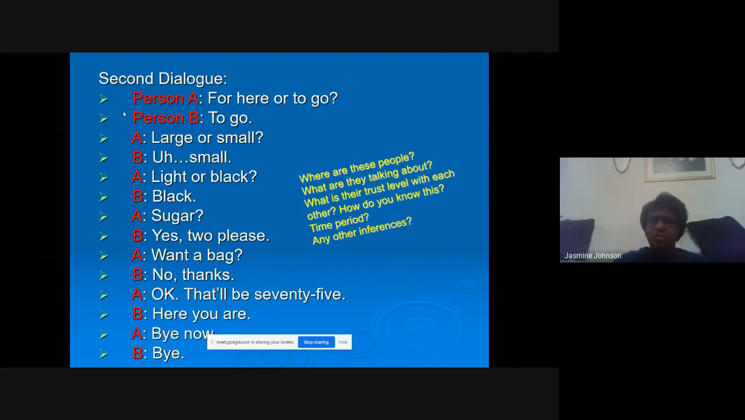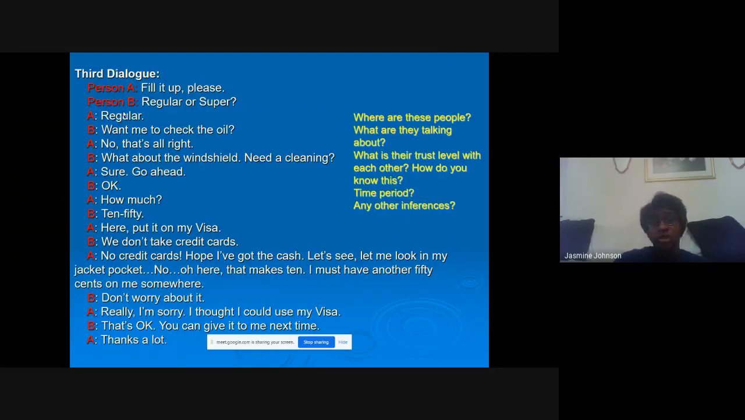So you can see how we're taking the information that we have and we're using what we already know, plus what the story says, to create our inferences. And that's what we're going to keep practicing. This is with dialogue, and we're going to keep going. We're going to do another dialogue, and then we're going to look at some other things.